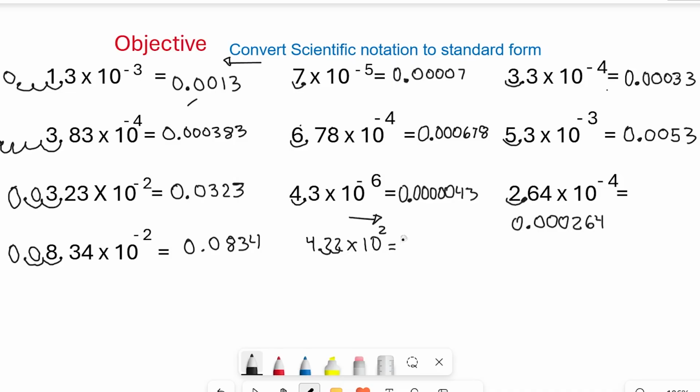So the answer should be 422. And we don't have to write the decimal point, but for now I'm going to write it. Okay. So this number, because it's positive, then you move the decimal to the right 2 units, and the answer should be 422. And that's the answer. So that's it.